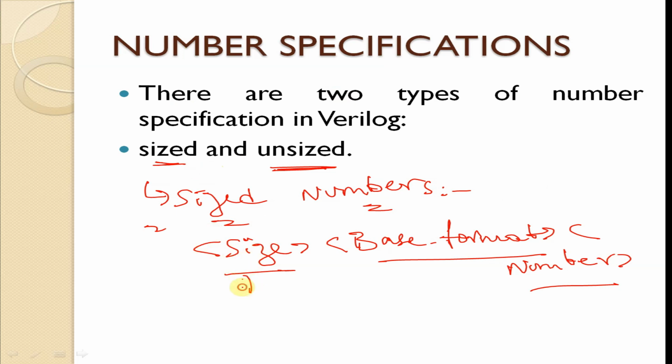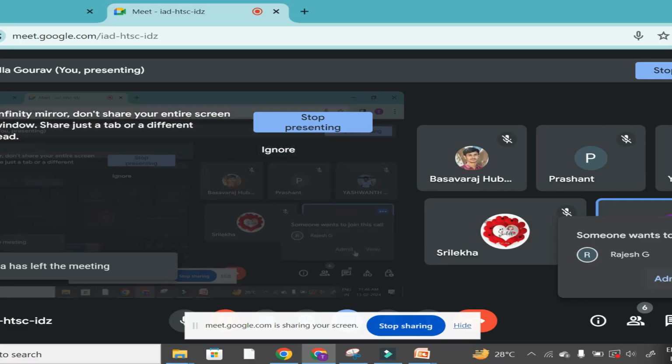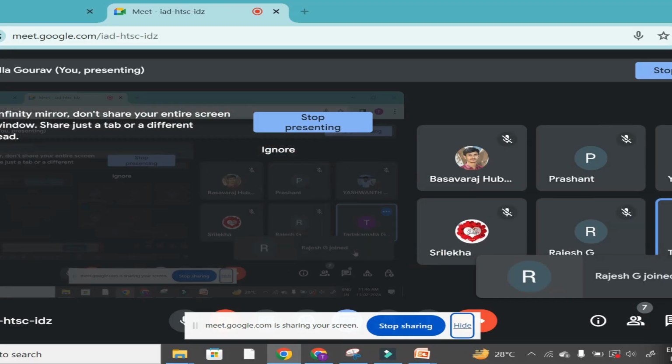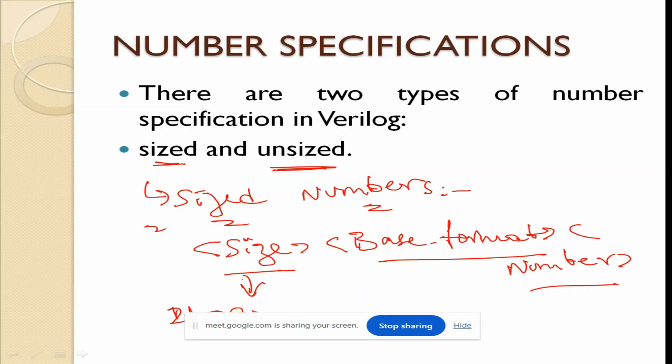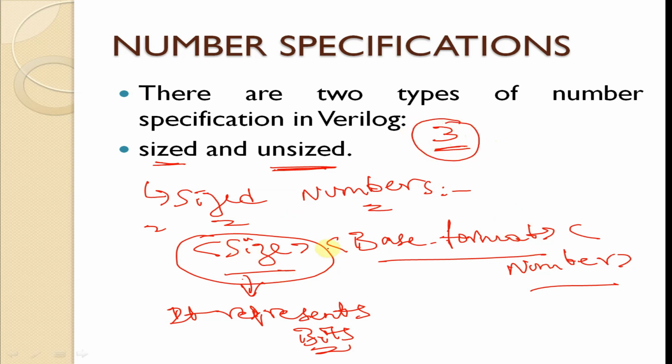What does this size specify? This size represents how many bits are present in the number. For example, if the size is 3, then the number of bits in the number is 3. So like this, size will define how many bits are there in the number.